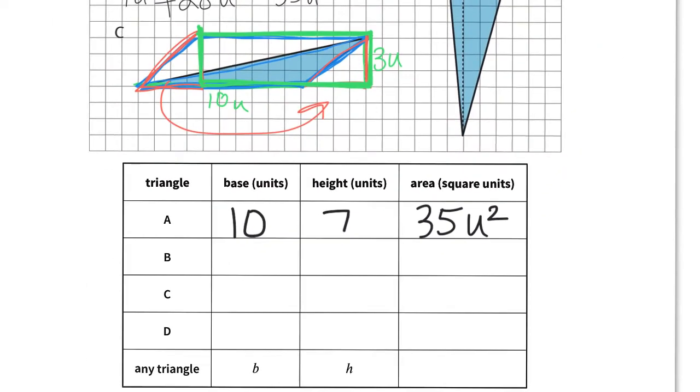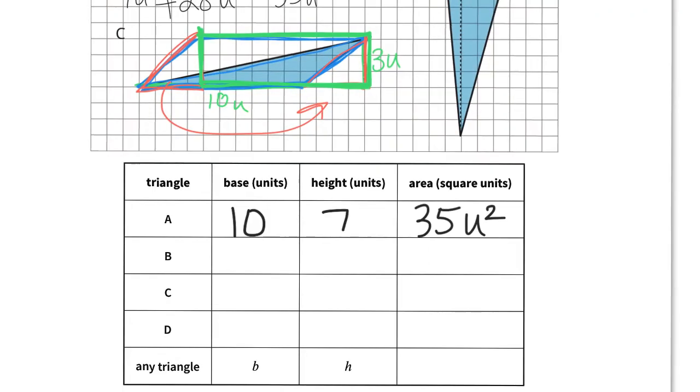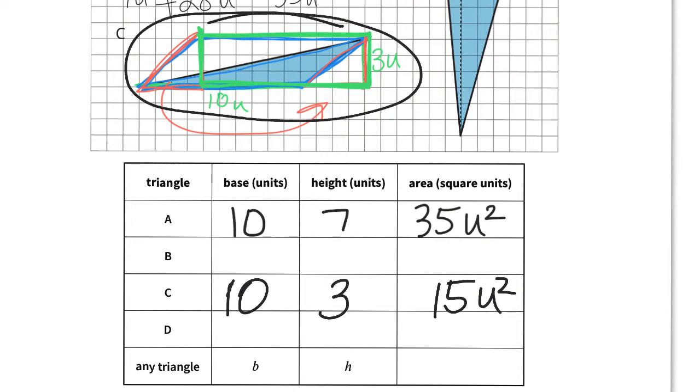So let's get it all zoomed in there. So the base is 10 units. The height was 3 units. The area was 15 square units because we found the area of the parallelogram up here, which was the same thing as the area of the rectangle. And since that was an area of 30 square units, then we just cut it in half. And that gave us the triangle.